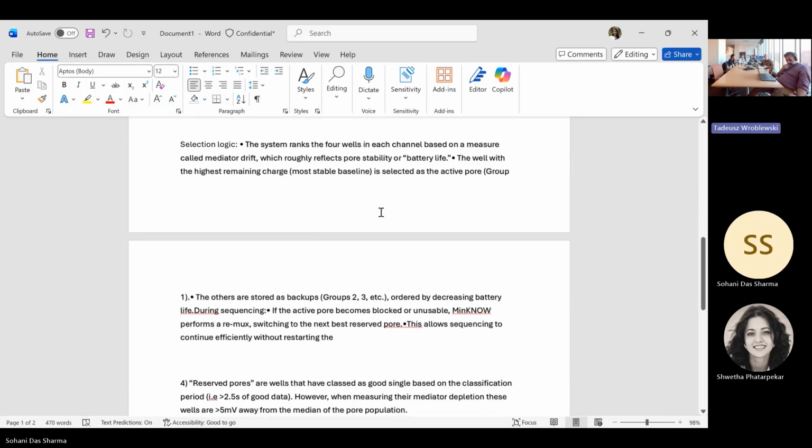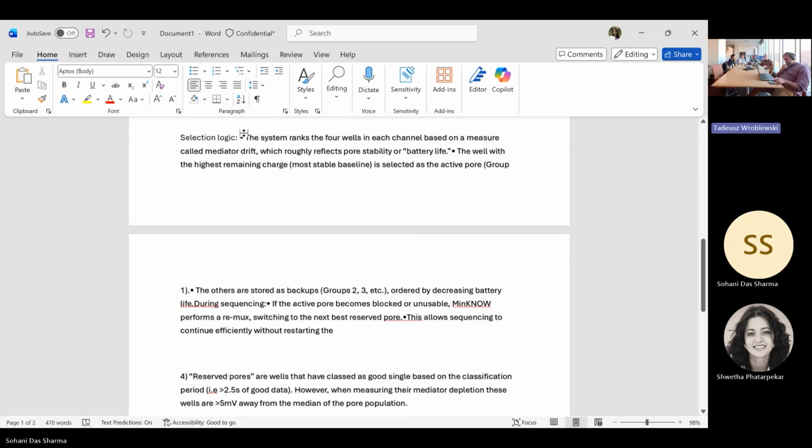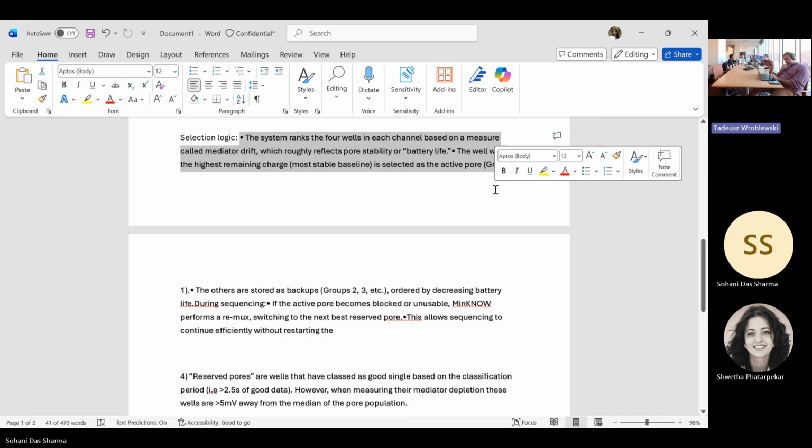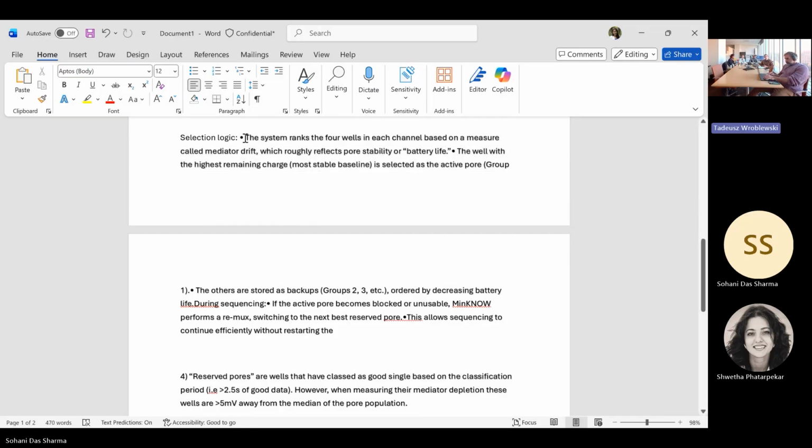So this is kind of a selection logic, and I feel like this is a good explanation. It's like a battery life. You remember the figure I showed, the channel has four pores, and it only opens one. So the way MinKNOW does it, it has a ranking system. It ranks the four wells in each channel based on another metric it calculates.